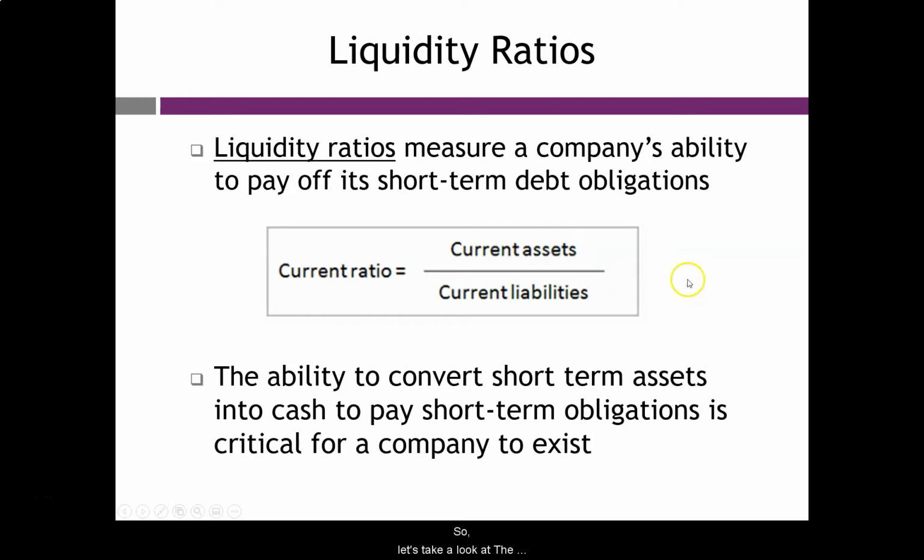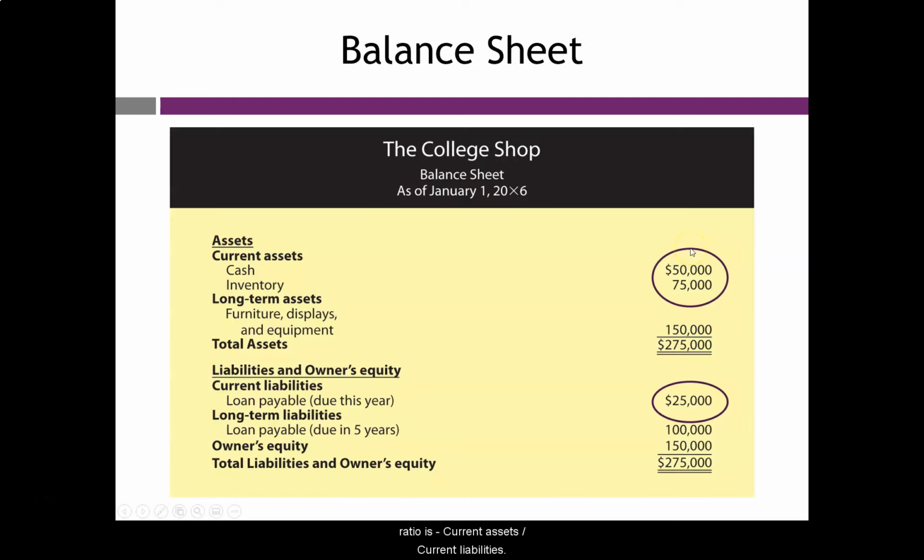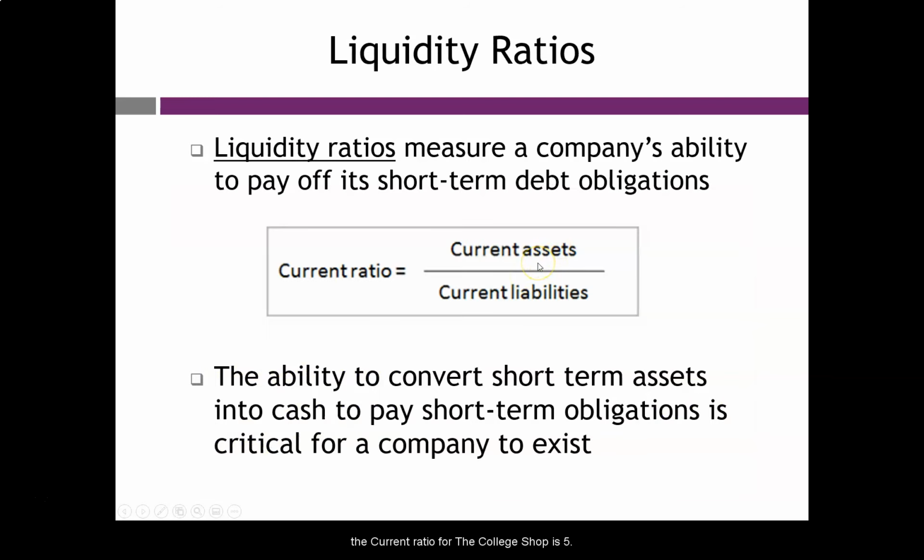So let's take a look at the college shop and see what their current ratio is. Current assets over current liabilities. Okay, so here's the college shop. Current assets are $125,000, right? Current liabilities are $25,000. So the current ratio for the college shop is 5. 125 over 25. And you can now look back at current ratios for the college shop in prior years or against their competitors or the industry and see how they're doing.